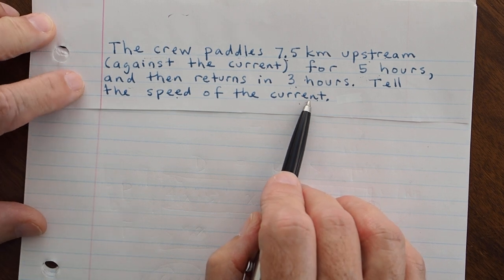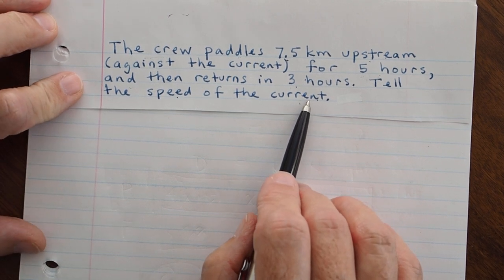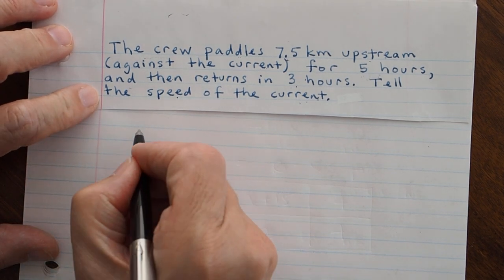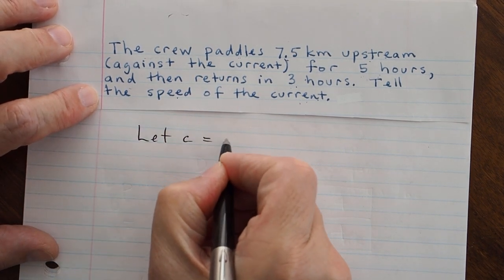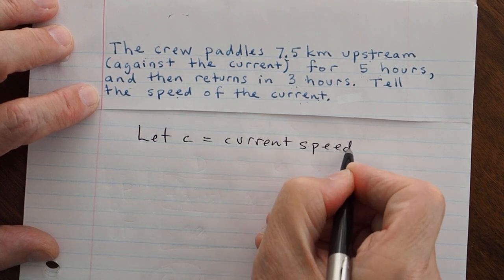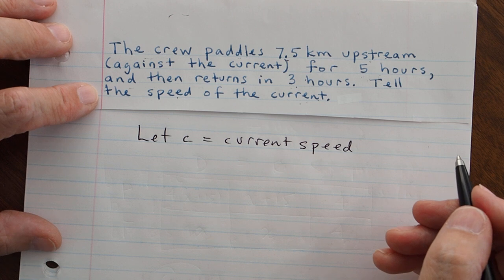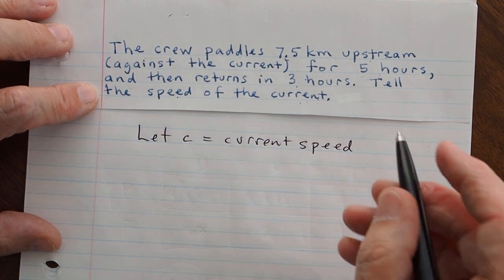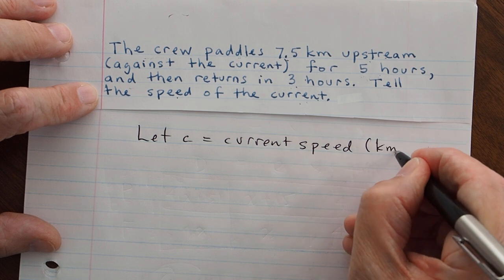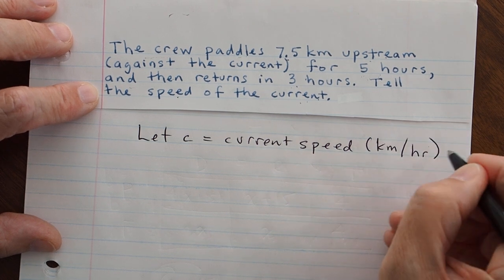So to get this problem underway, I said before we're going to use the 6-cell method, but I'm going to have to define my variables. In this case, I'm going to let c equal the current speed. Let's see what units are mentioned in the problems. Kilometers and hours are mentioned. So this c will be described in terms of kilometers per hour.